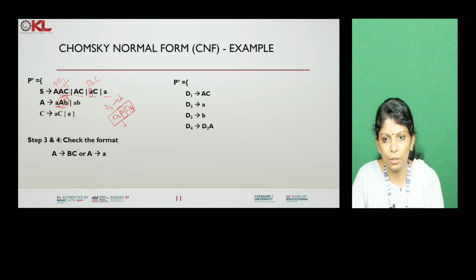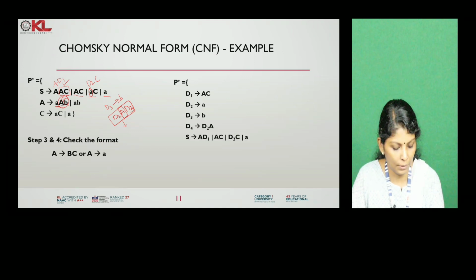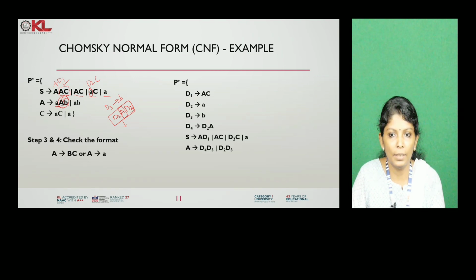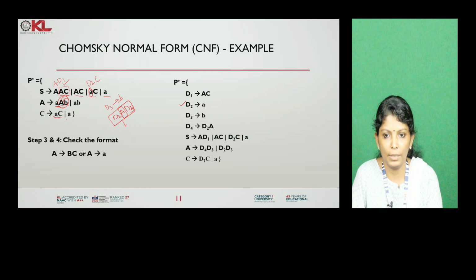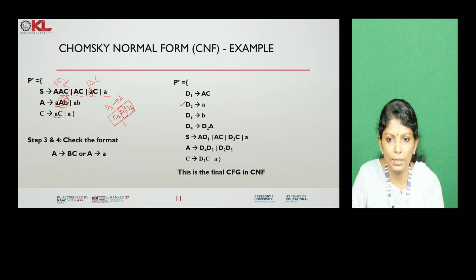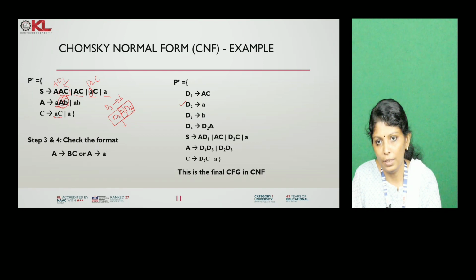That means either two variables or one terminal. That is it. Okay, so this one we have rewritten. S is rewritten like this. Then A is rewritten like this. Okay, then C is given as D2C. That means A is actually D2. So D2C I can write like that. So on the right hand side we have two variables. So this is the final CFG that is in CNF.